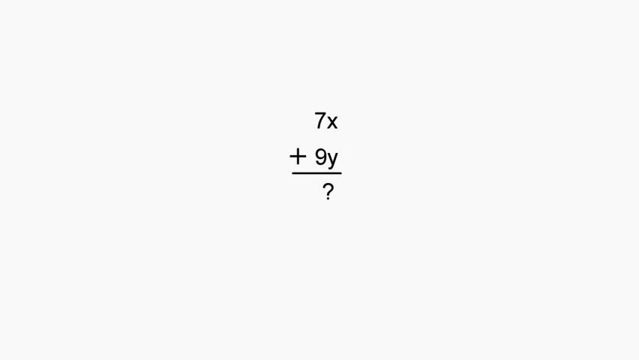Now what if I wanted to add 7 X things to 9 Y things? What would that look like? Well, because they are different things, the best I can do is to write them like this. What would 14D minus 10Z look like? Well, because they are different things, the best I can do is to write them like this.